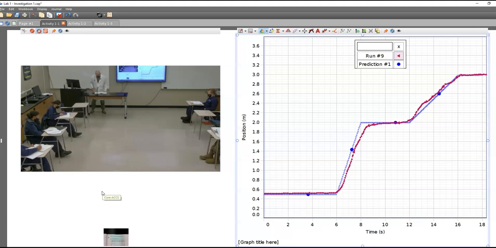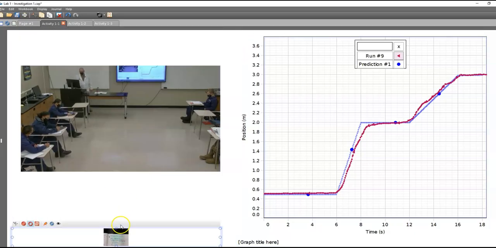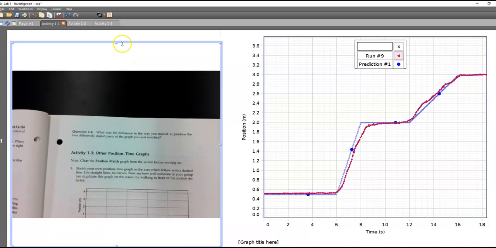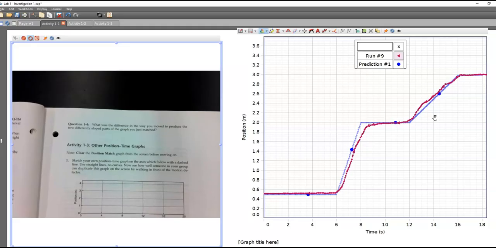Question 1-4, which is, what is the difference in the way you move to produce the two different sloped parts of the graph? How did you have to move to do this part of the graph compared to this part of the graph? You're the one who moved it, so how did you have to move to be the difference between the 6 to 8 seconds compared to the 12 to 16 seconds? Much slower, yes. Okay, excellent.